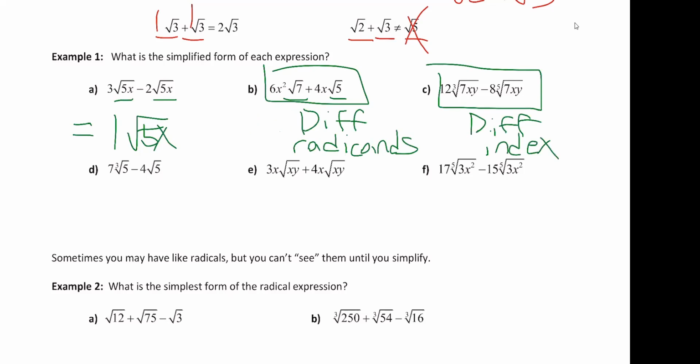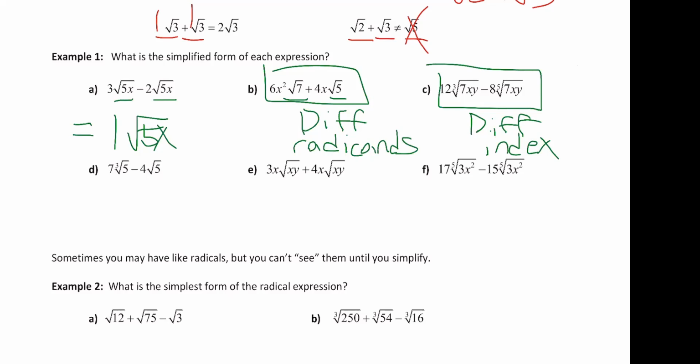So maybe if you guys want to take a look at D, E, and F, see if you can add or subtract them. If you can, do the addition or subtraction if they have like radicals. But like I said, if they have different radicands or different index numbers, you really can't do anything with it. So you would just stop or circle what you have.